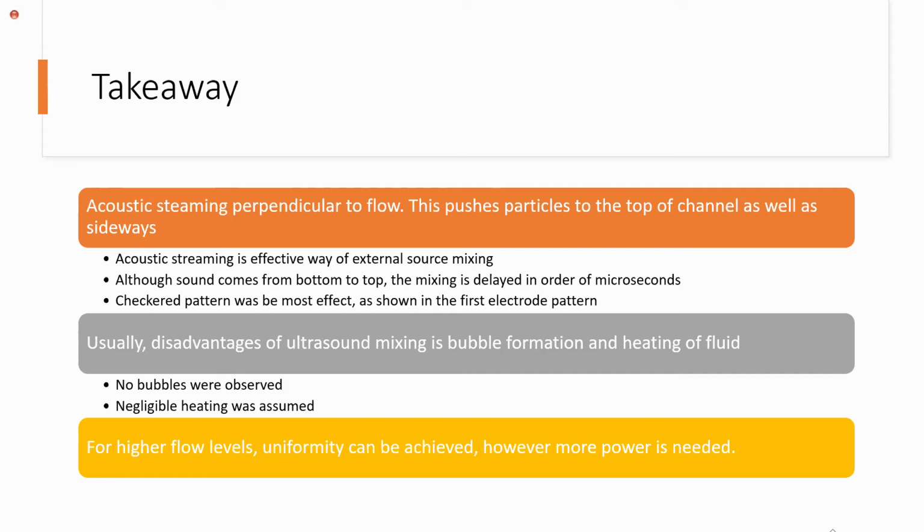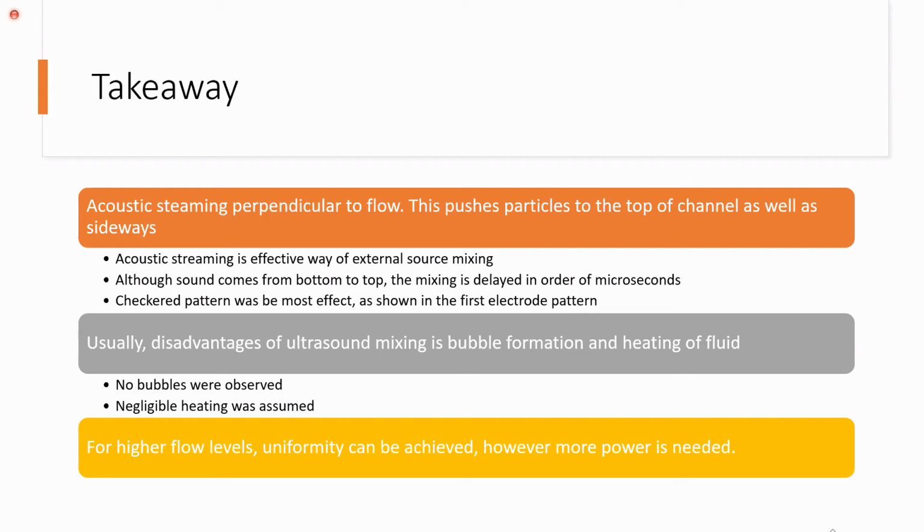Now, they found acoustic streaming is an effective way of using an external source for mixing. It's very minimal. Transducers are very small. They're on the bottom of this quartz. It's not like a magnetic stirrer, which needs a decent-sized apparatus. It's pretty portable. And although the sound comes from the bottom to the top, the mixing is still delayed only in the order of microseconds. So it's still fine for the mixing itself. It doesn't have a huge delay, since it's only 50 micrometers, so the delay is pretty negligible.